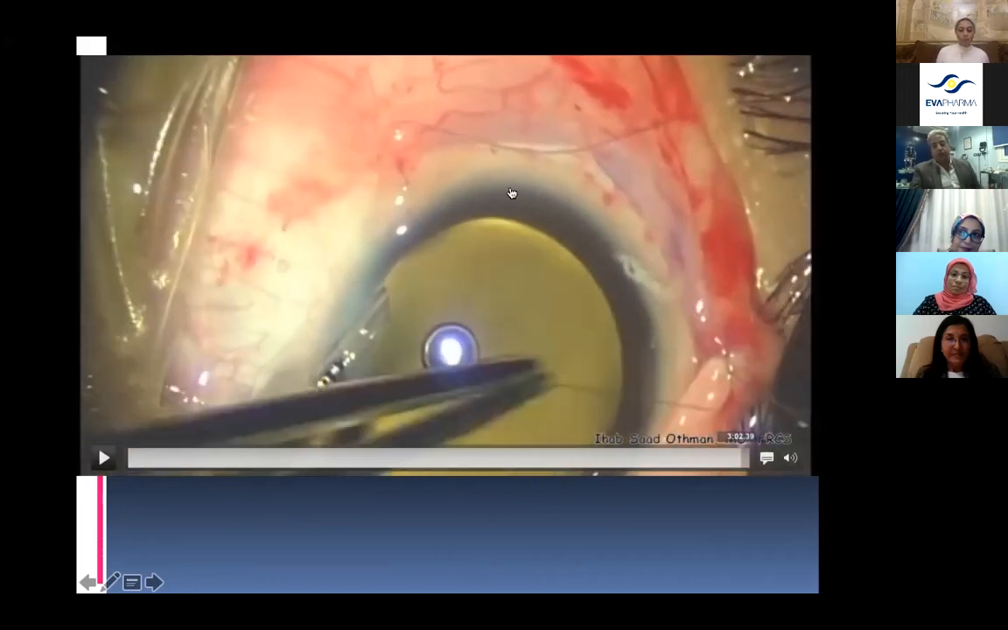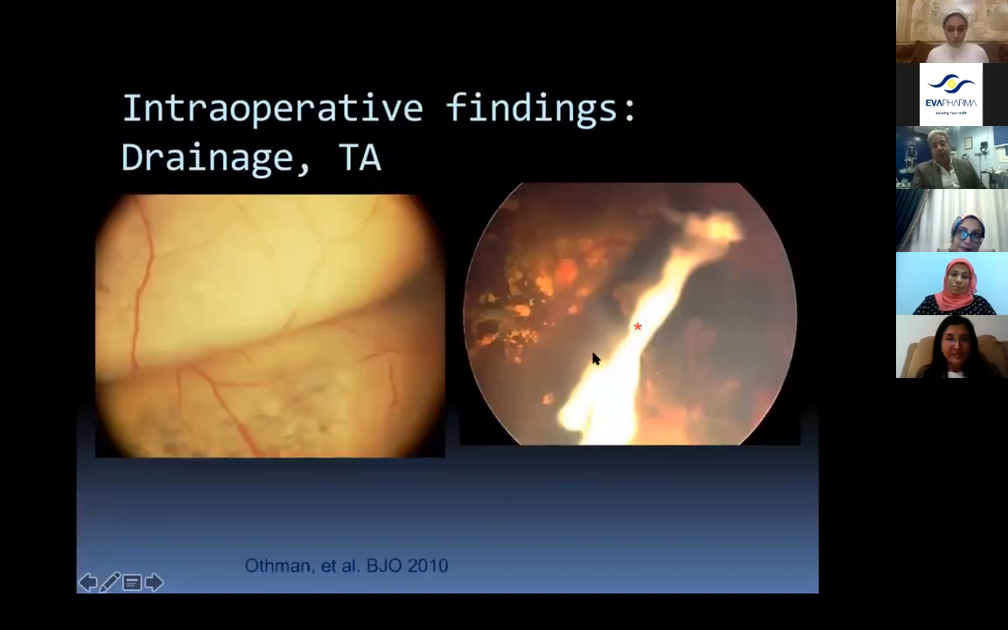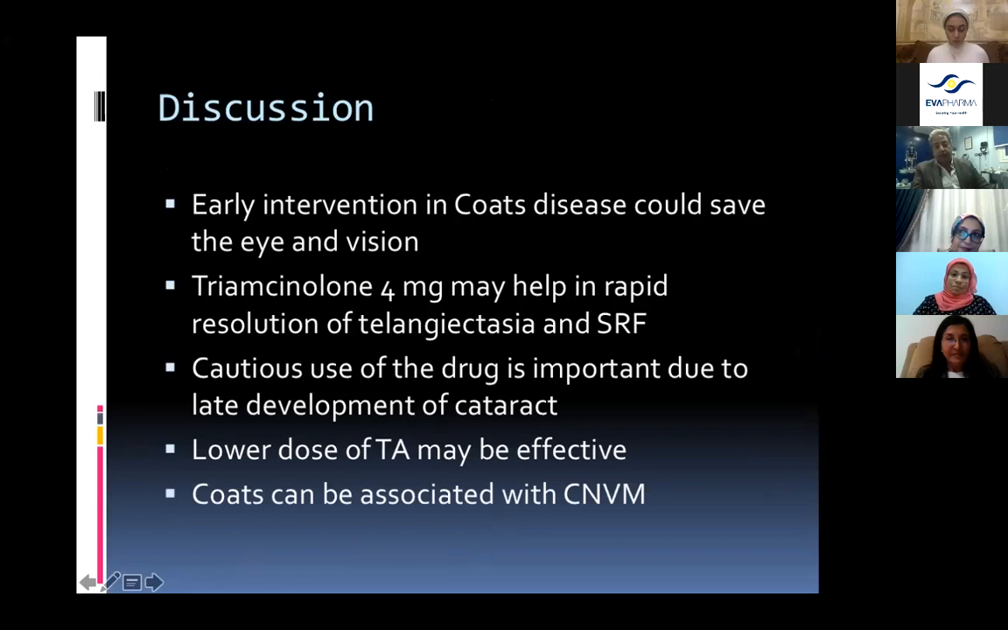We do inject Kenacort, we decrease the dose, and then this is how the eye looks at the end of surgery. I took the camera and I photographed. This is how it looked after being totally in stage five Coats disease. So the conclusion was any intervention in Coats should aim to save the eye and vision.